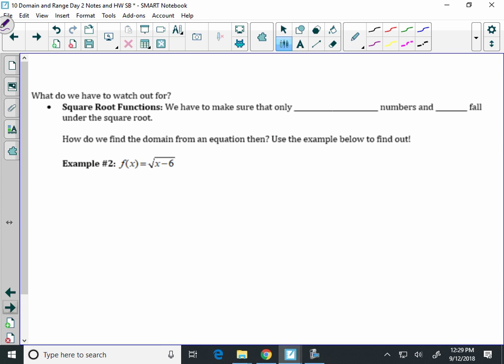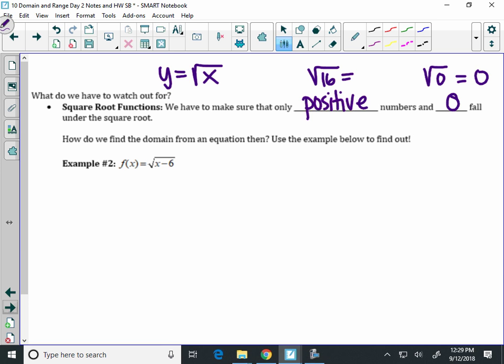Okay? So square root functions. This, remember, was this graph, the square root of x. We have to make sure that only positive numbers and 0 fall under the square root. Because when can you take the square root of 0? Yes, you can. What's the square root of 0? 0. All right, I can take the square root of a positive, right? What's the square root of 16? 4. Can I take the square root of negative 16? No. Well, you can, but we haven't taught you how yet.